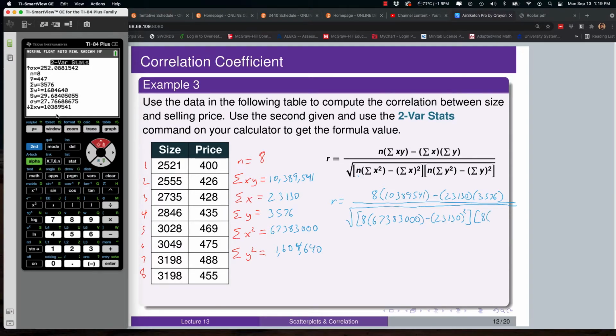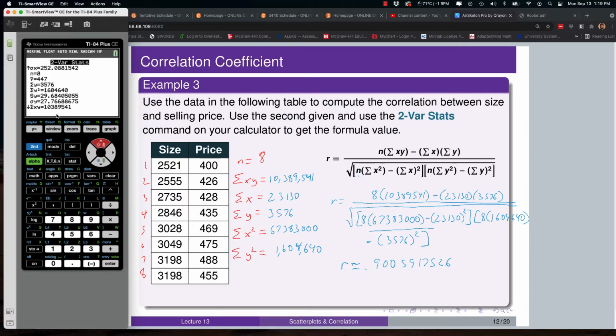That's 8 times the sum of Y squared, which is 1,604,640, minus the sum of Y quantity squared, which is going to be 3576 squared. That's all underneath the square root still, putting the line over like that. And so R should equal approximately 0.90059175526. So it's still a little bit of a tedious process, but not as bad as the other method that I didn't show you.